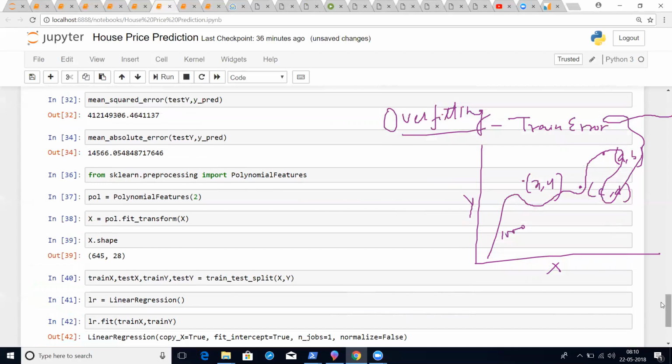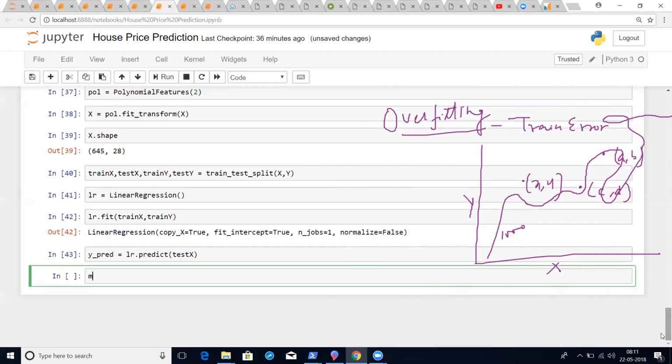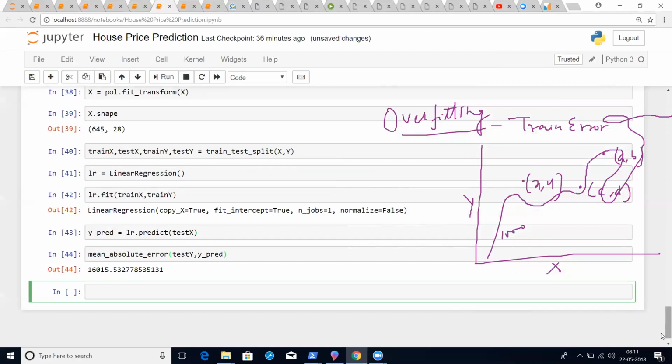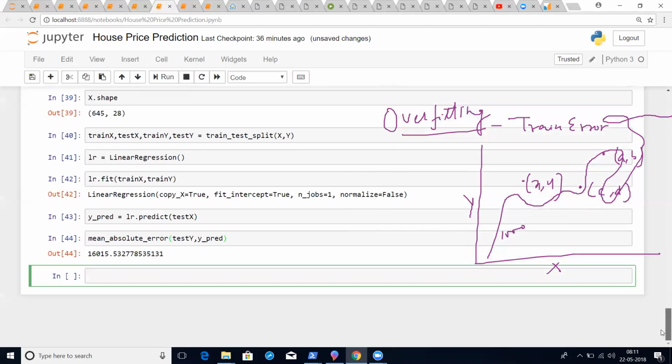Right here we calculated this value. Let me show it in this case, then I will revert back otherwise. This is the predict. Mean absolute error of test y and pred. Can you see this? Earlier, what was the error? 1400 something. Now the error is 1600.